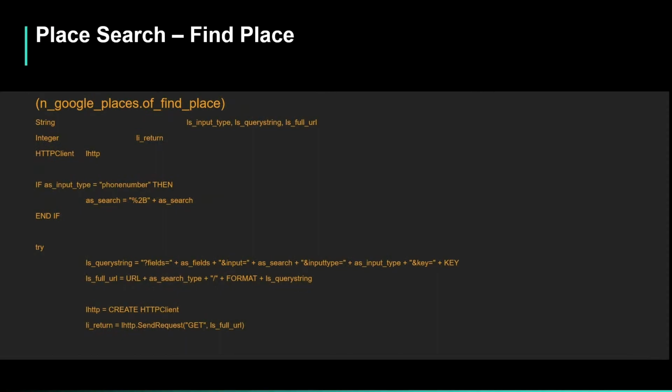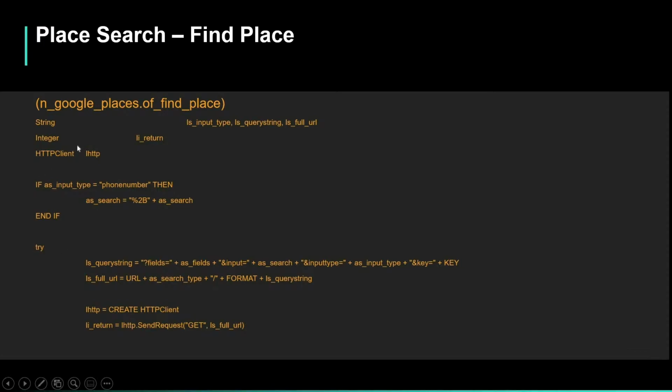All right, here's the function that gets called in the service. So we use the HTTPClient object, a bunch of string variables. Then we check if it's a phone number search, we have to append %2b to the front. That's just how Google likes it. And once again, like I mentioned, the phone number has to be in the +1 format, international.